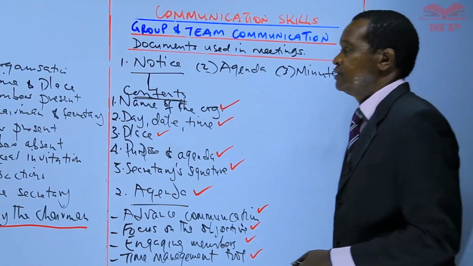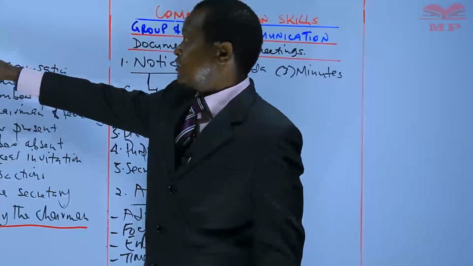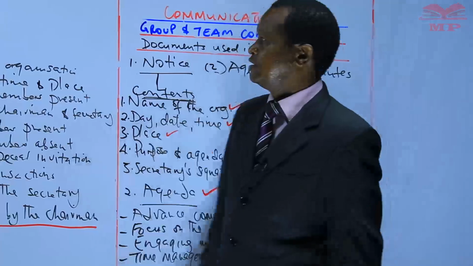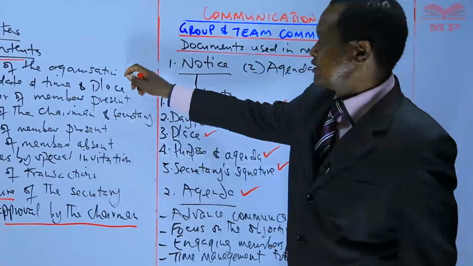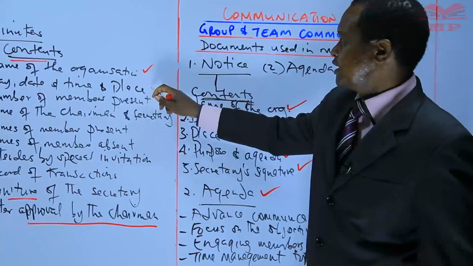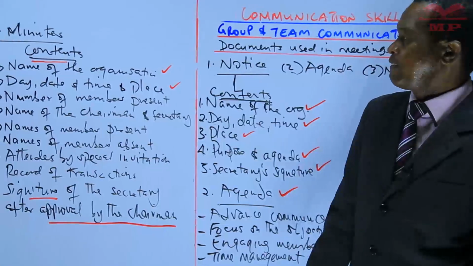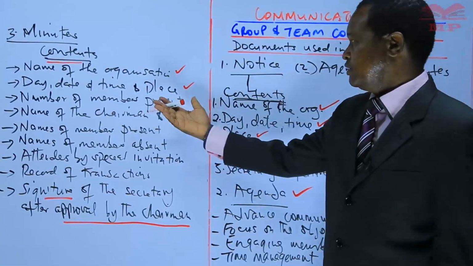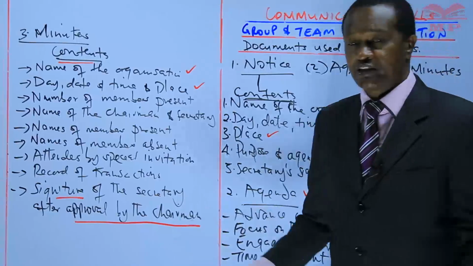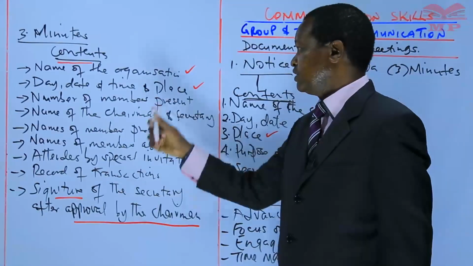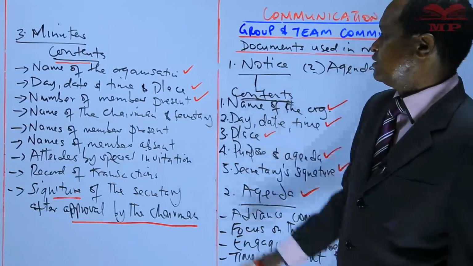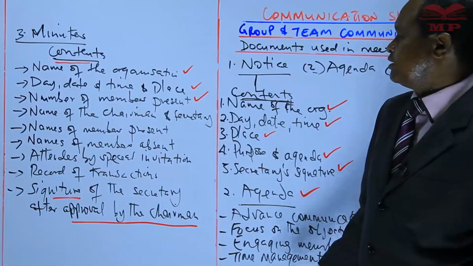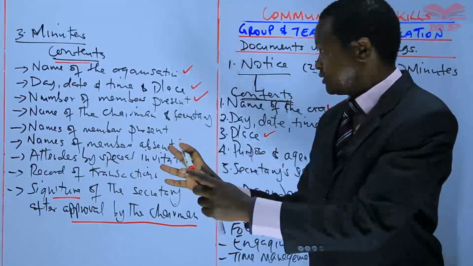Then we finally discussed the third document, minutes. We said that the minute should contain the name of the organization, the day, date, time, and place of the meeting, the physical address where the meeting is to be held. Number three, there is the number of members present. There should also be the total number of members present.